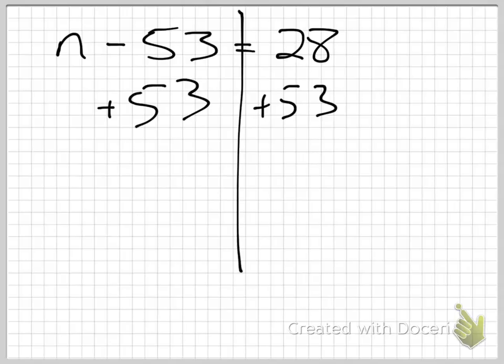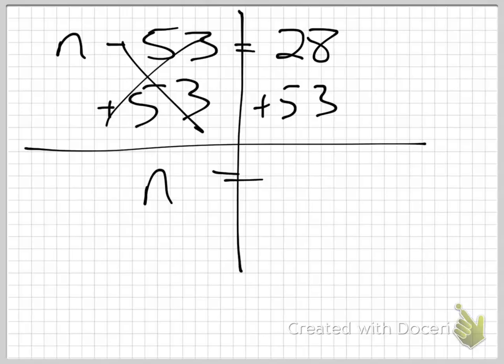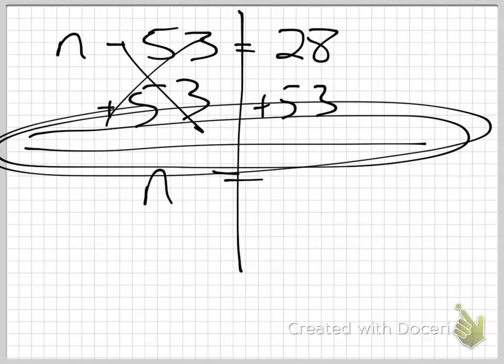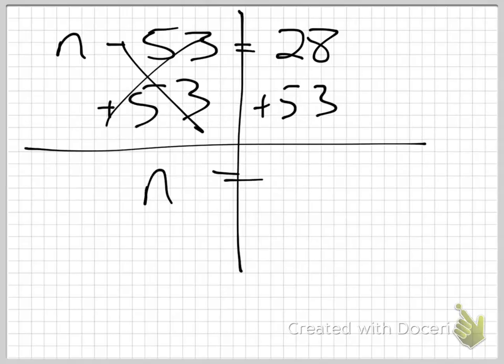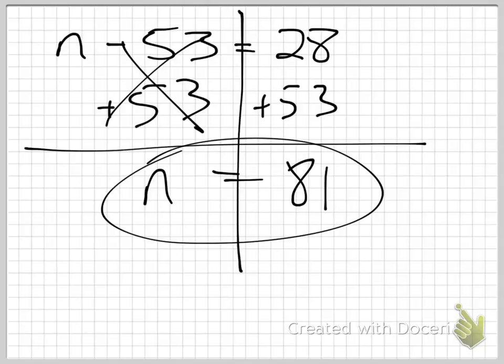Plus 53. Notice that I'm neat about this. I'm very neat. I lined up the decimals. I line up the numbers. Cross it off. N equals. Every time I do something to both sides, I separate it with a line. That lets me know that I need to do a problem. 28 plus 53 is 81. How many of you have n equals 81?